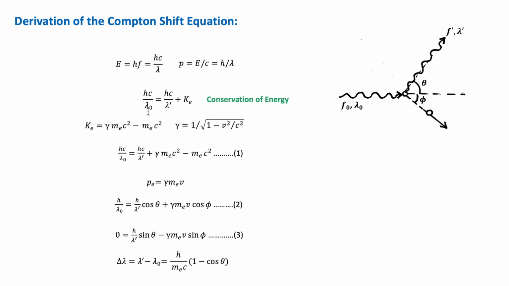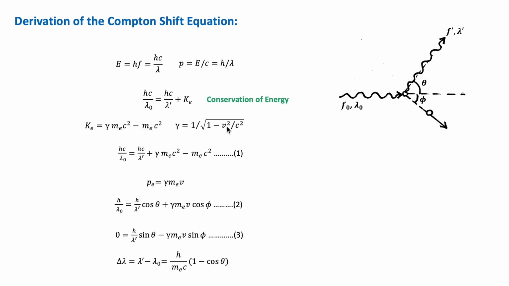hc over lambda naught is the energy of the incident photon. K_e here is the kinetic energy of the recoiling electron, and because the electron may recoil at speeds comparable to the speed of light, we use the relativistic expression K_e equal to gamma m_e c squared minus m_e c squared. We substitute here and we get this equation. Gamma is equal to 1 over square root of 1 minus v squared over c squared, and v is the speed of the electron.